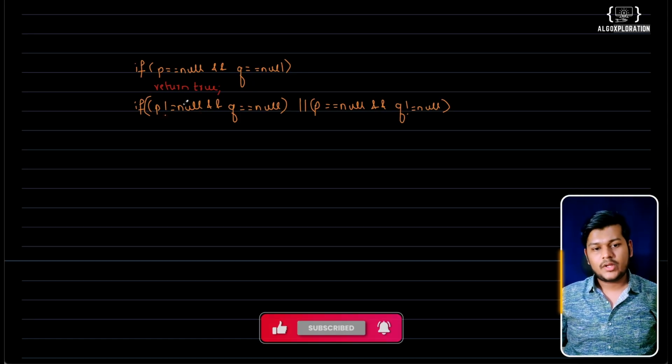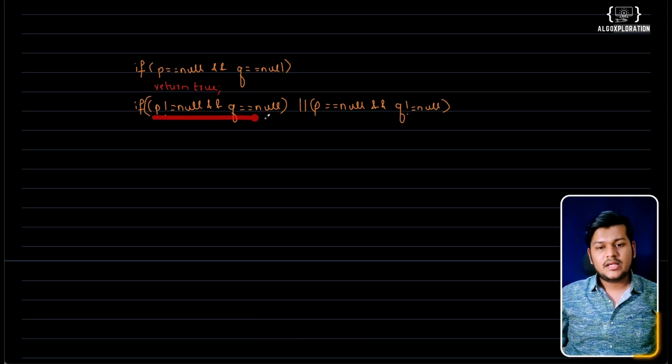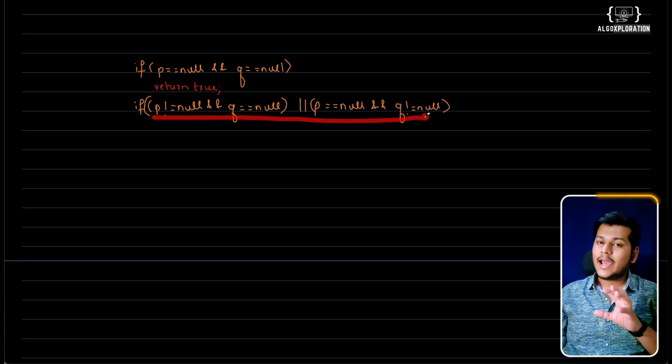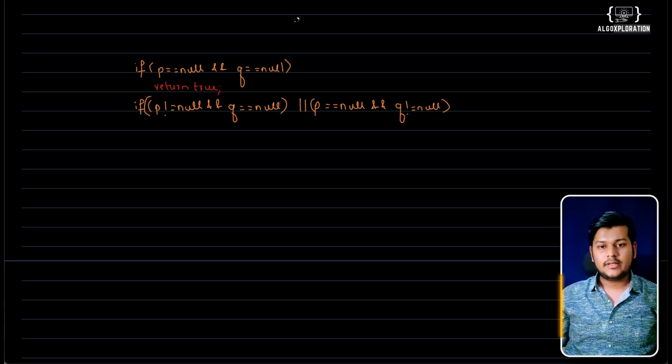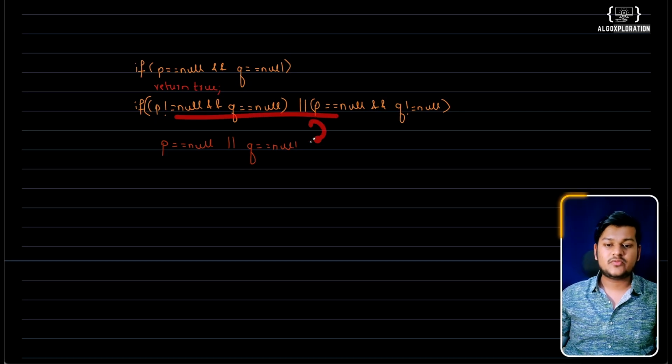But see, guys, this thing is pretty big. But I can shorten it as well. In a sense, I can just have if P is equal to null or Q is equal to null. That's it. So this big line can be shortened in this way also.